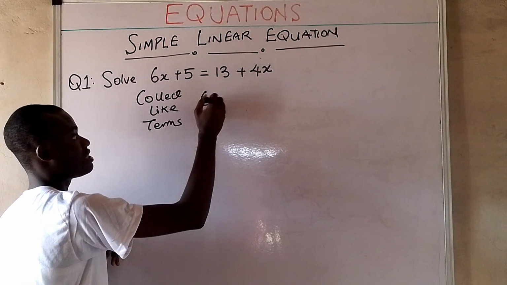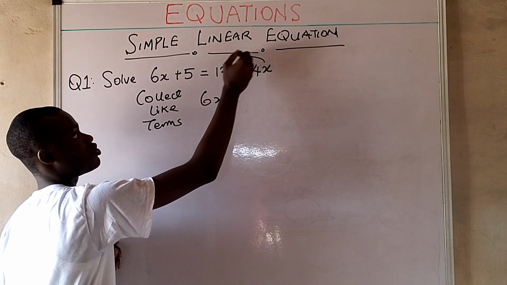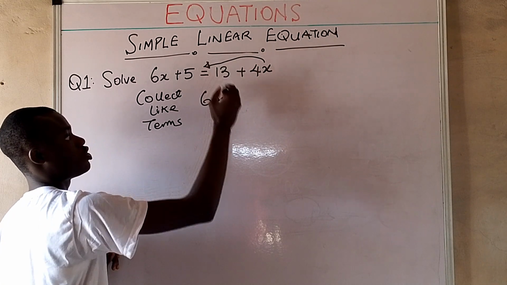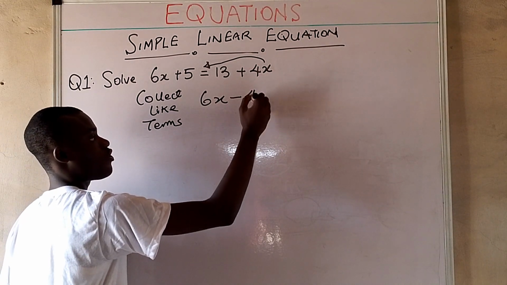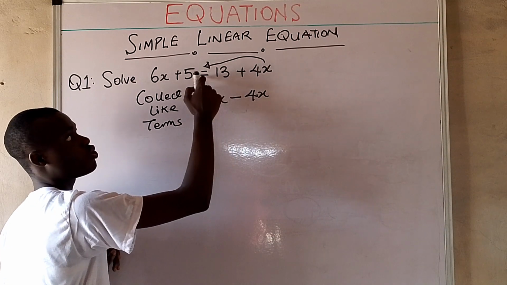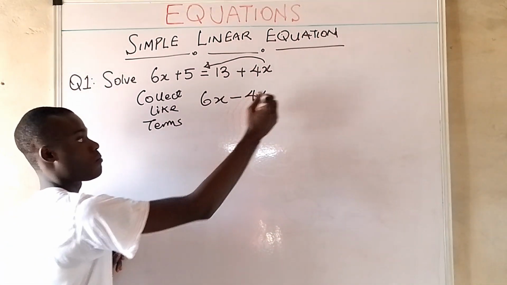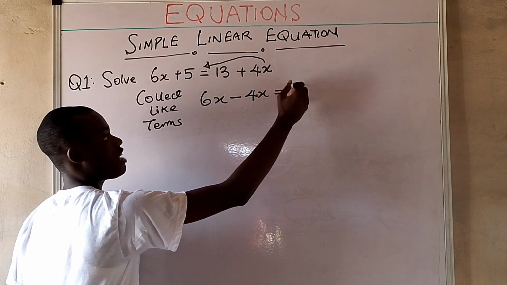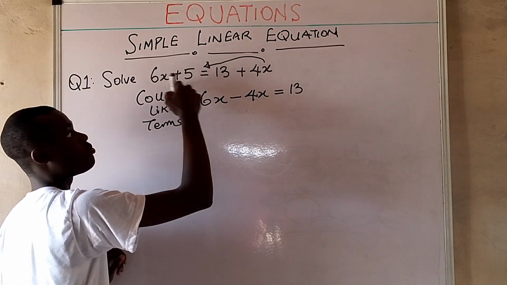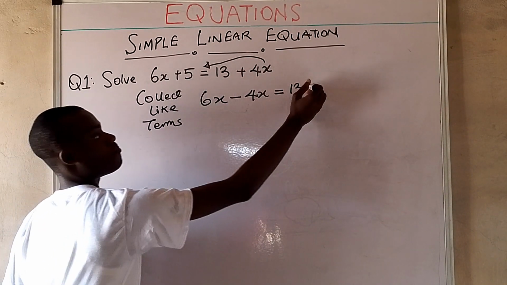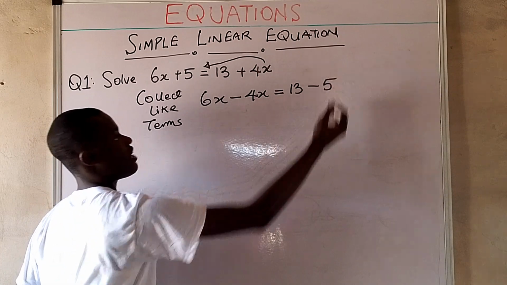So now I have 6x. I will take this plus 4 to this other side of the equation. So it becomes a minus 4x. Remember, when this plus crosses this side, it becomes a minus 4. It's equal to, on this side I have 13. So I'm going to take this plus 5 to the other side, making it to be minus 5.